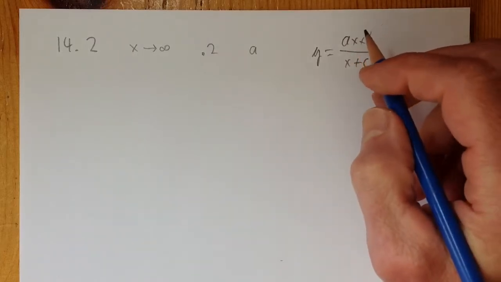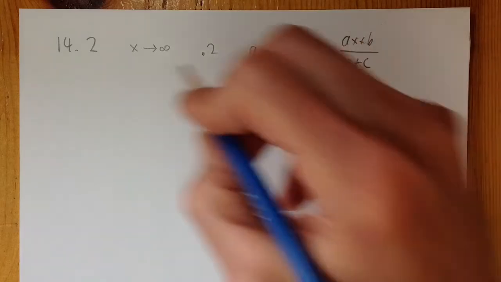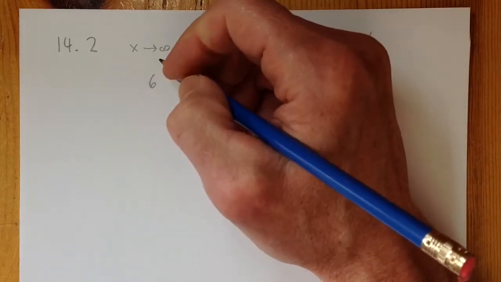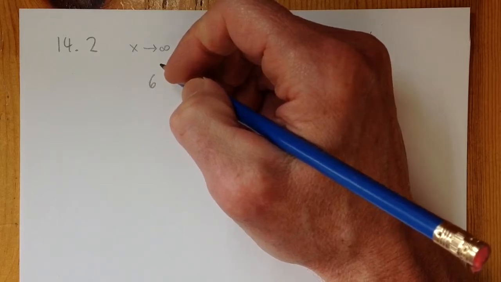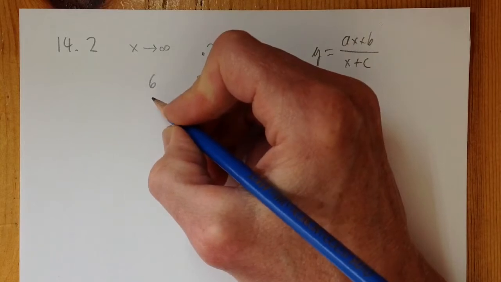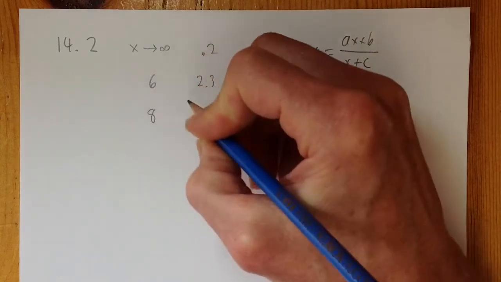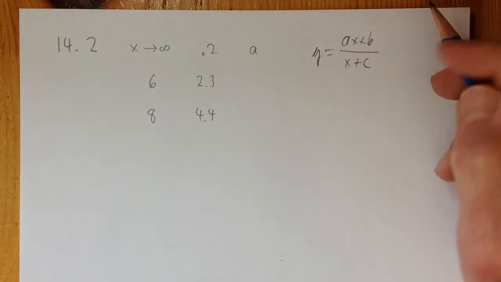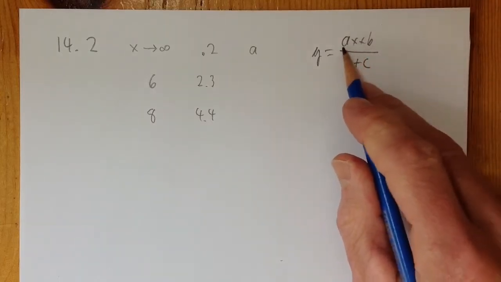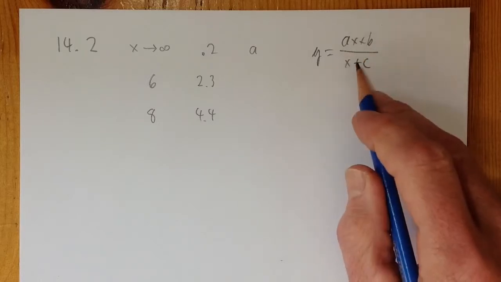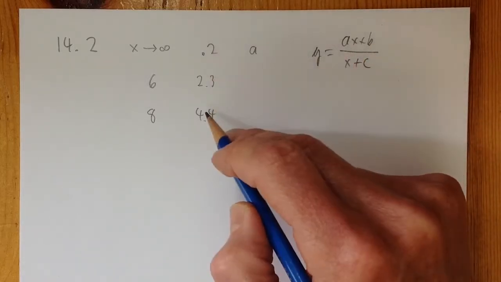Now then they give us two other points. When x is 6, when he goes 6 feet into the room, the reading is 2.3. And when he goes 8 feet into the room, it gets stronger, it's 4.4. You always need three things because there's three letters we don't know, right? We don't know A, we don't know B, we don't know C. So we always need three pieces of information. Here we have an asymptote and 2 points.